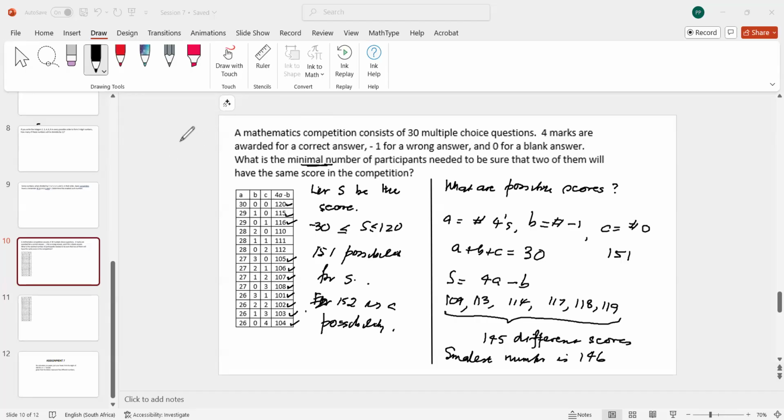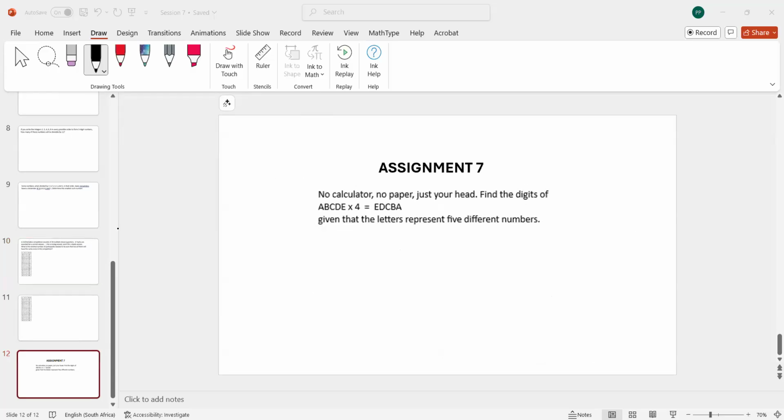All right. So thank you for that. That is the last question that we have. And I've also got this assignment. I've written down the assignment here for you. So here you see, no calculator, no paper. Find the digits such that when you multiply this by 4, you get the digits reversed. A, B, C, D, E goes backwards. 4 times this gives you the backward number. There's only one number which has this property. Interesting number.